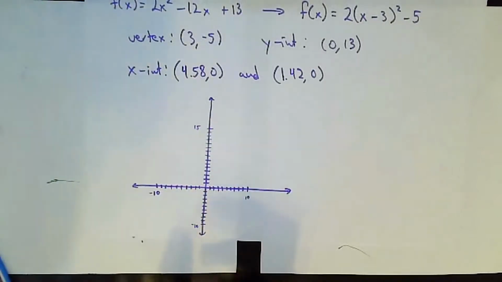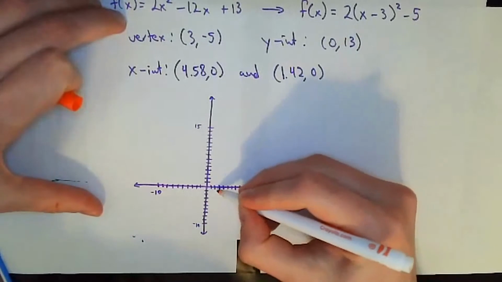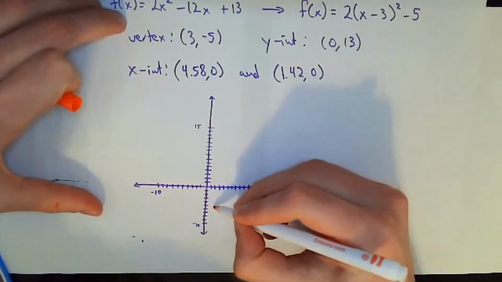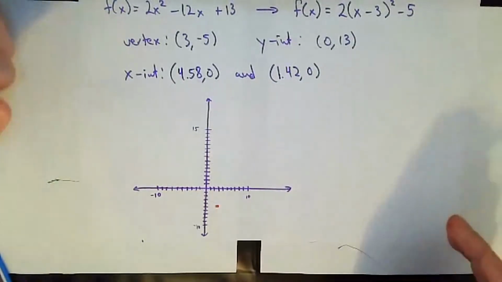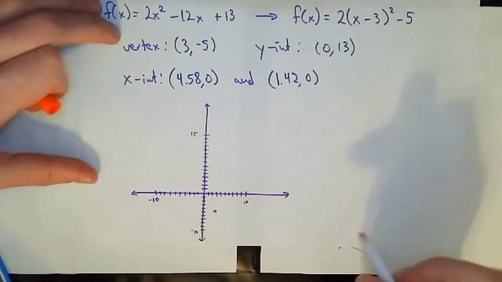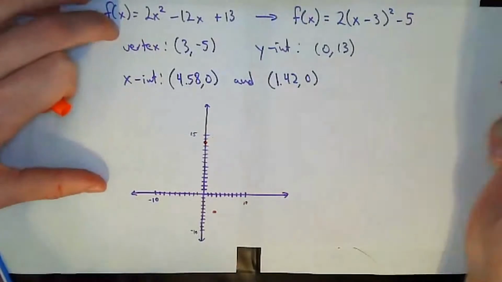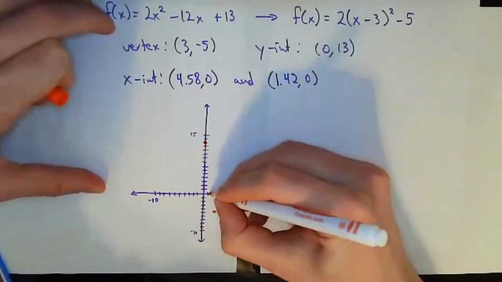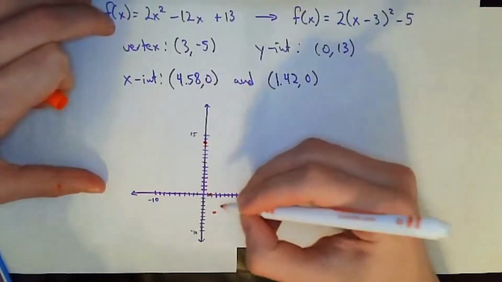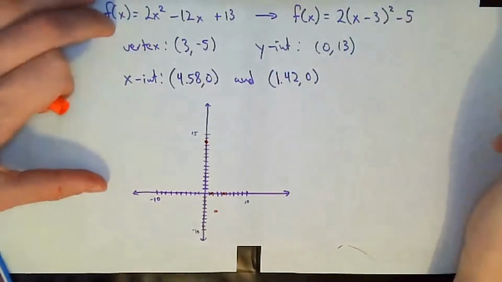Okay, start with the vertex. (3, negative 5). 3, okay, 1, 2, 3, 4, 5 down, right about there. Okay, next I'm going to write down these intercepts. A y-intercept all the way up here. I have an x-intercept at 1.42, so that's like roughly there. And 4.58, so 1, 2, 3, 4.5 right there.